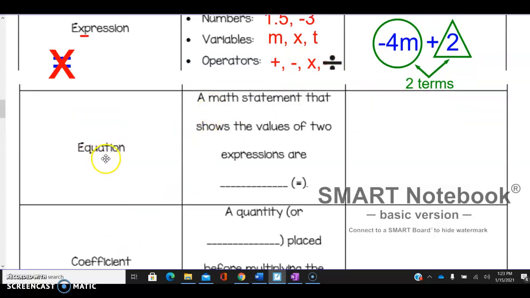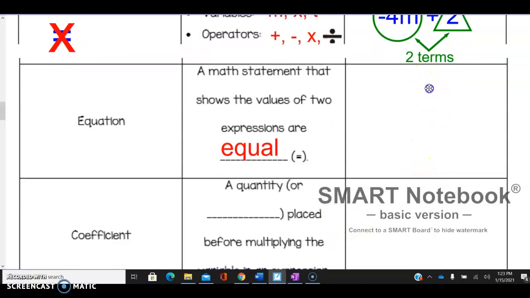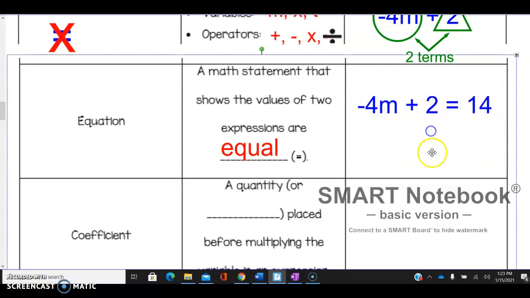An equation. An equation is a math statement that shows the value of two expressions are equal. So as an example of an equation here, I have -4m plus 2 equals 14.